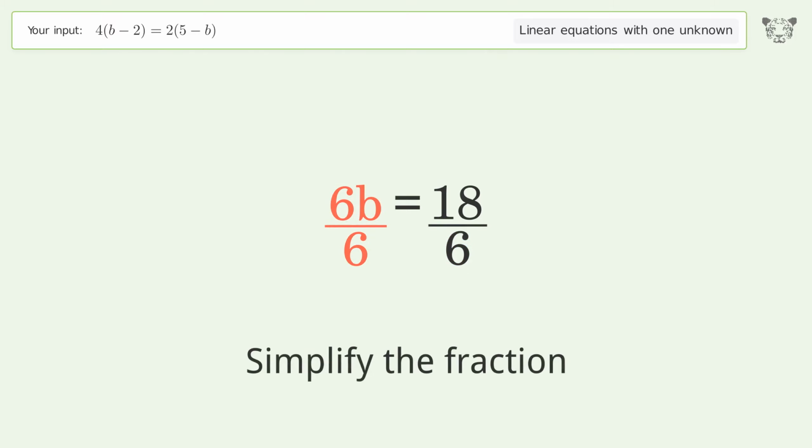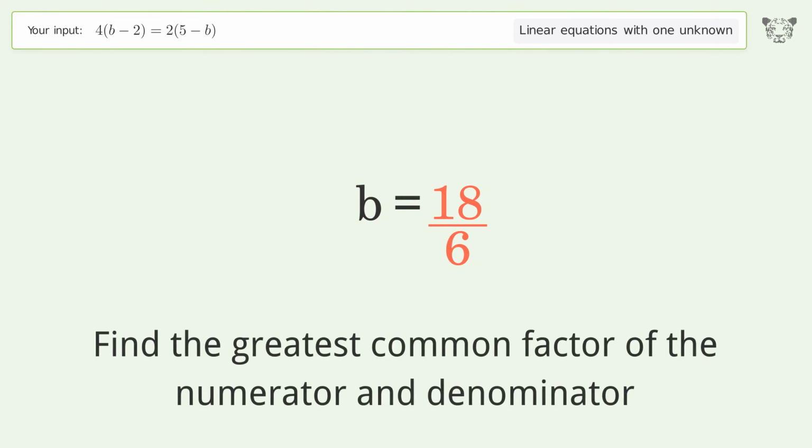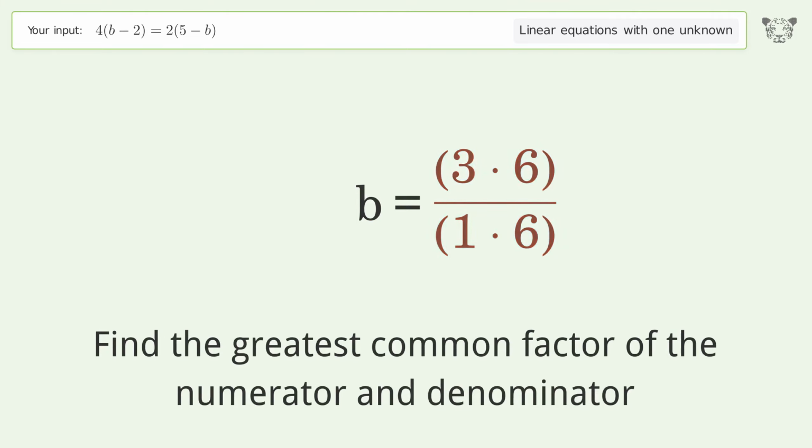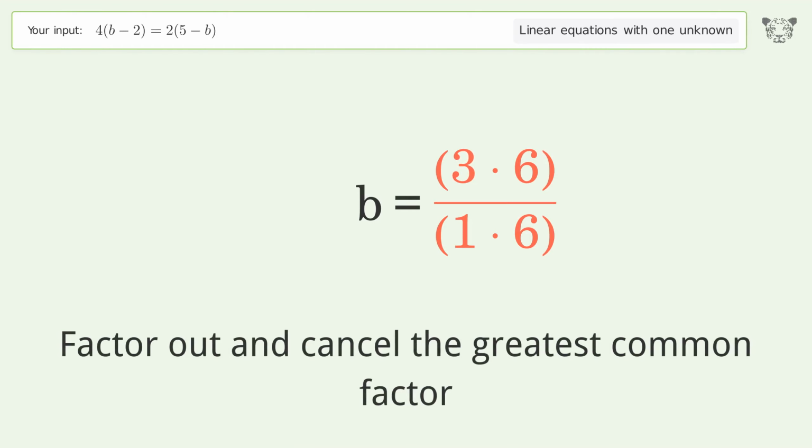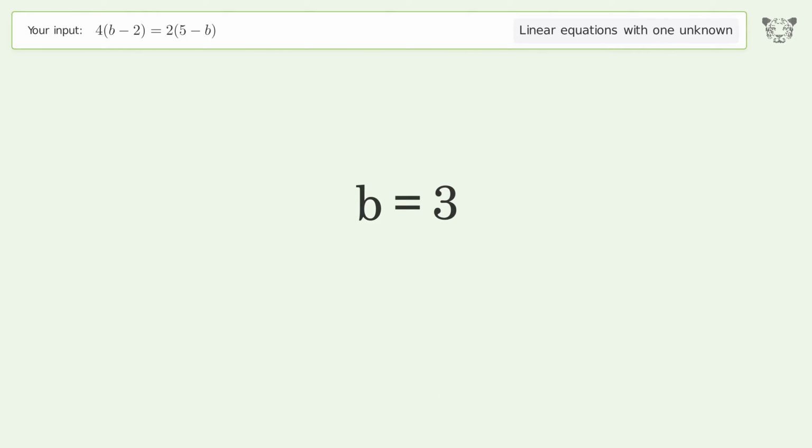Simplify the fraction. Find the greatest common factor of the numerator and denominator. Factor out and cancel the greatest common factor. And so the final result is b equals 3.